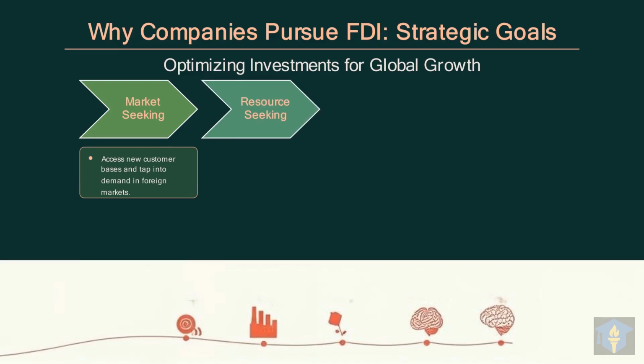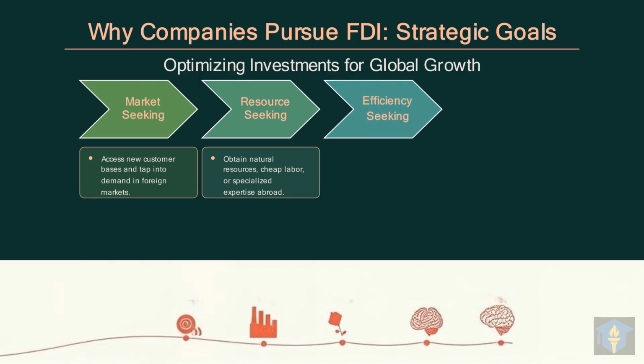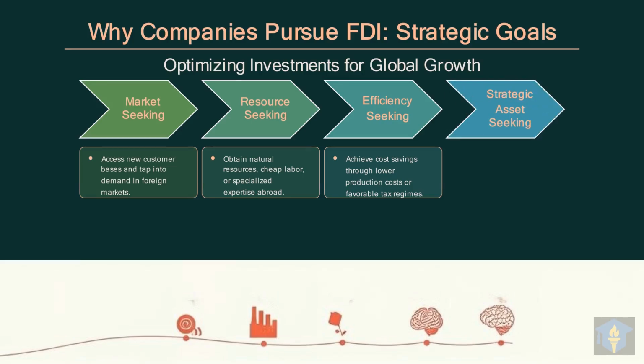Next is resource-seeking investment, which targets valuable inputs abroad. This approach helps companies obtain natural resources, affordable labor, or specialized expertise. Efficiency-seeking investment aims to improve operational effectiveness. Companies pursue this to achieve cost savings through lower production costs or favorable taxes. Finally, strategic asset-seeking investment targets valuable capabilities. This approach involves acquiring technologies, brands, or capabilities for competitive advantage.